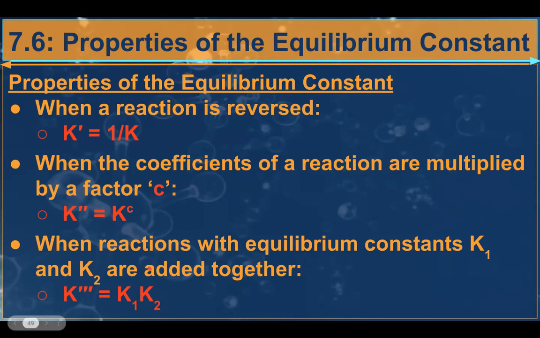And the newest one that we have here is if we have two reactions that we're adding together, the K value of that new reaction is going to be the product of our two K values. And we'll look at exactly how we get there. We're also going to look at how we get here as well. We have talked about it already, so hopefully this is more of a review for you.